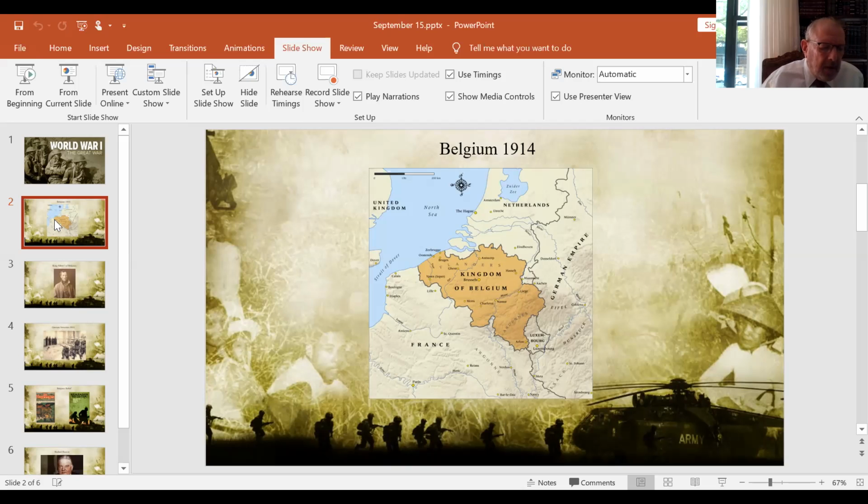to which the German Chancellor, Bethmann Hollweg, said, it's just a scrap of paper. No one's going to go to war over a scrap of paper. Well, they were wrong. Right?